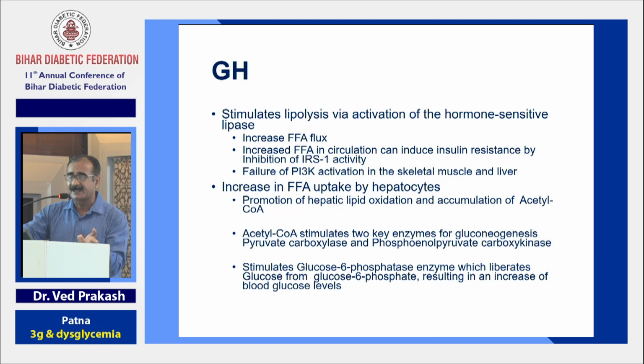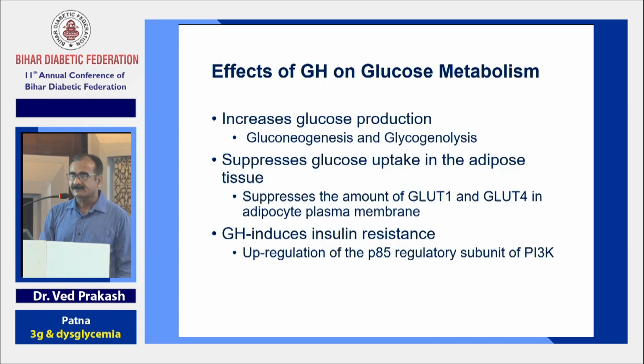Increased free fatty acid uptake by the hepatocytes also promotes lipid oxidation, and by beta oxidation of the lipids, acetyl-CoA is produced. This acetyl-CoA stimulates the two key enzymes for gluconeogenesis, pyruvate carboxylase and phosphoenolpyruvate carboxykinase. Besides these two gluconeogenic enzymes, it also stimulates the synthesis of glucose 6-phosphatase, which is the main regulatory enzyme for glycogenolysis. By these mechanisms, growth hormone promotes glycogenolysis and also gluconeogenesis. The effect of growth hormone on glucose metabolism I have already discussed.